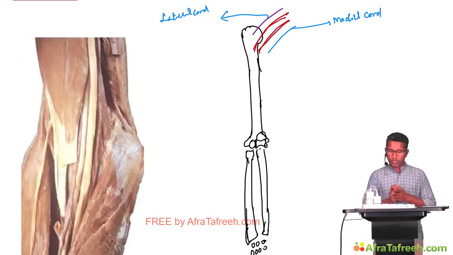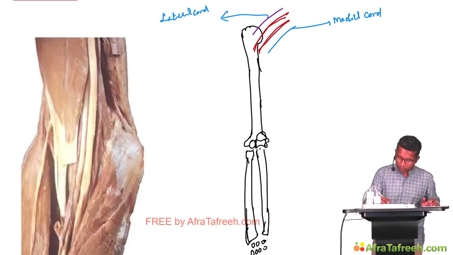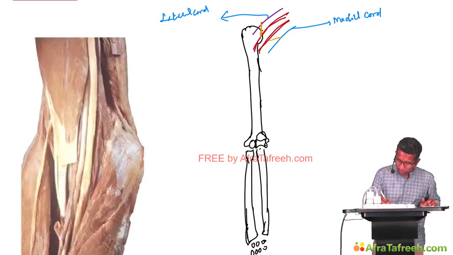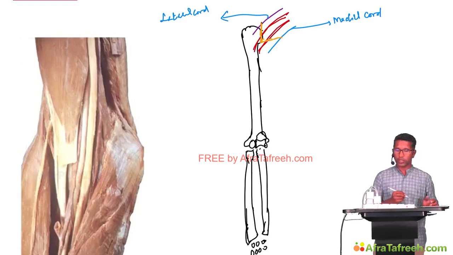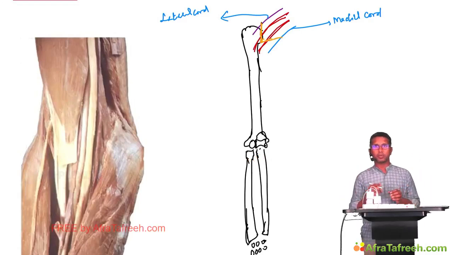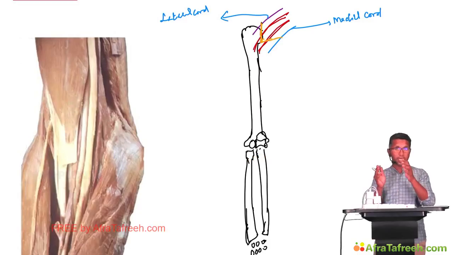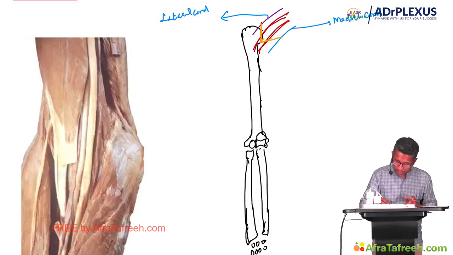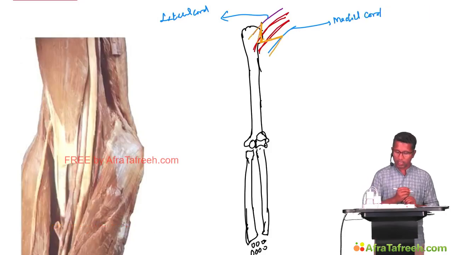See, these two cords give rise to two branches. One is called the lateral root of the median nerve. Okay, so we will just use a different color, guys, here. And the medial cord gives rise to the medial root of the median nerve. Both of them fuse to form the median nerve. You can see an M-shaped arrangement of the nerves of the brachial plexus at this point.